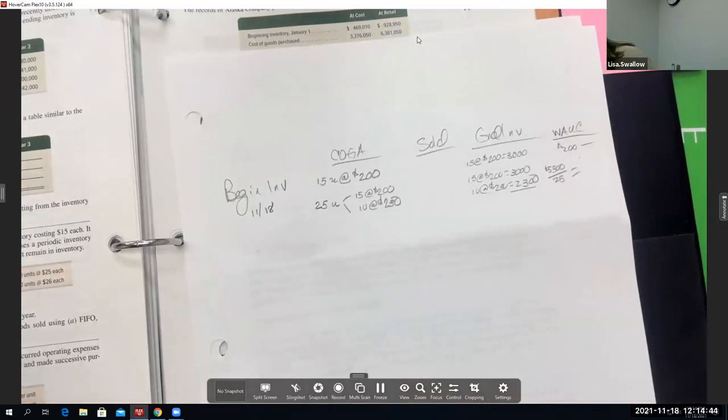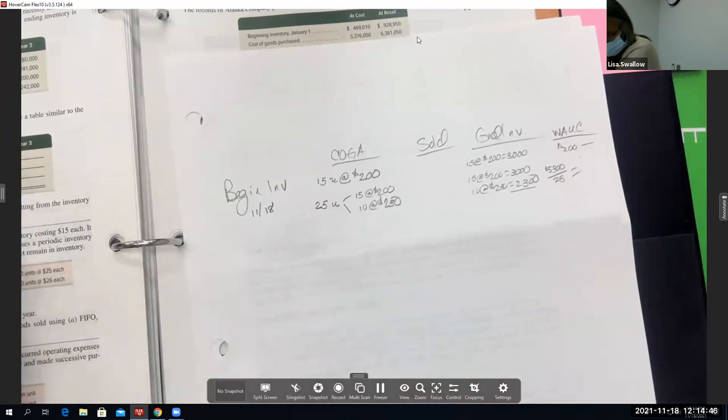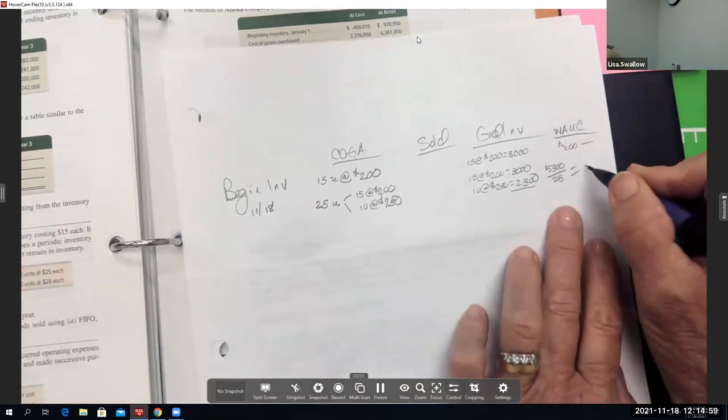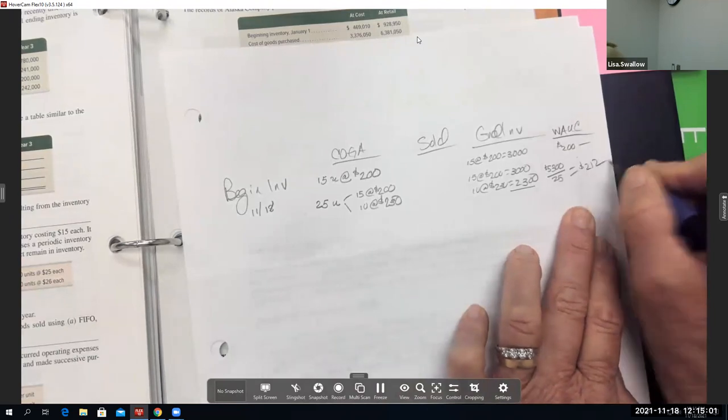Okay. And obviously this is assuming they're all the same, same model, right? You're not merging the huge ones with the little, tiny ones. So your weighted average unit cost is now $212 a pop.